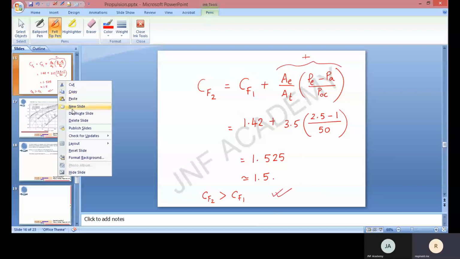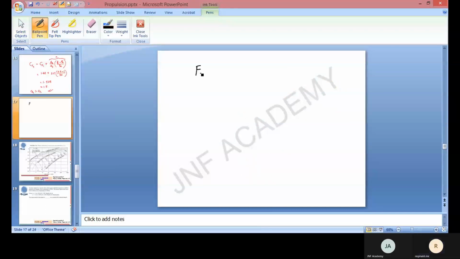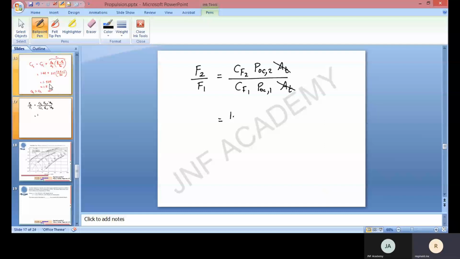Now further, they have asked a question based on F2. F2 by F1 is CF2 POC2 AT by CF1 POC1 AT. It's the same nozzle, so the throat area will cancel. CF2 by CF1, approximately it's the same, slightly greater. But let's put in the numbers. In fact, we have the numbers. 1.525 by 1.42 into 50 by 20, which is 2.5, so I'll keep the 2.5.